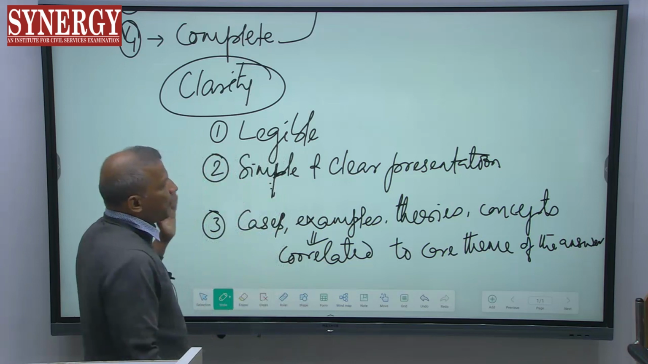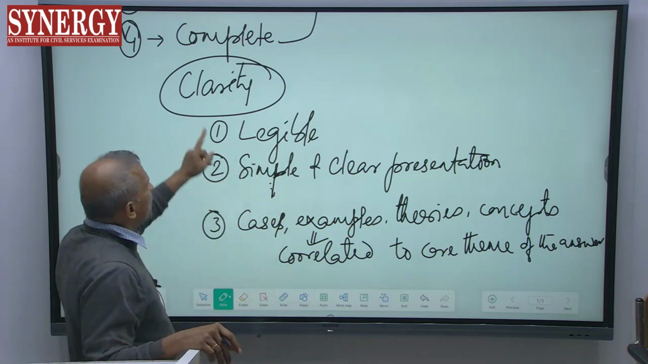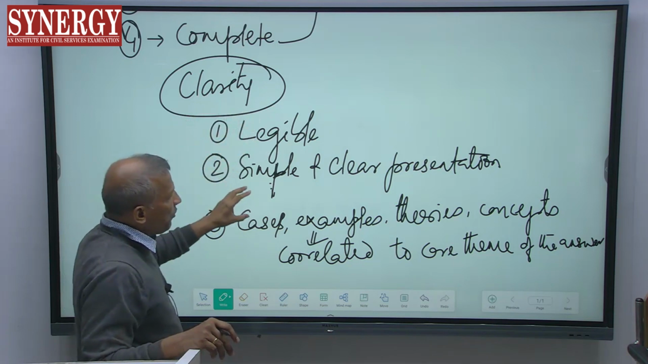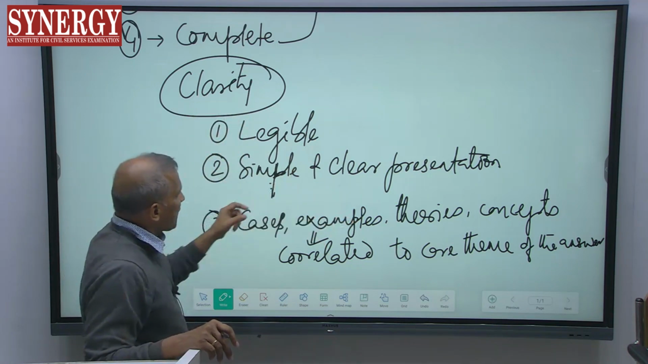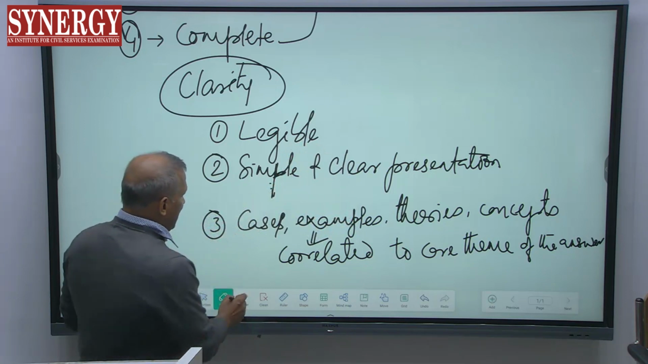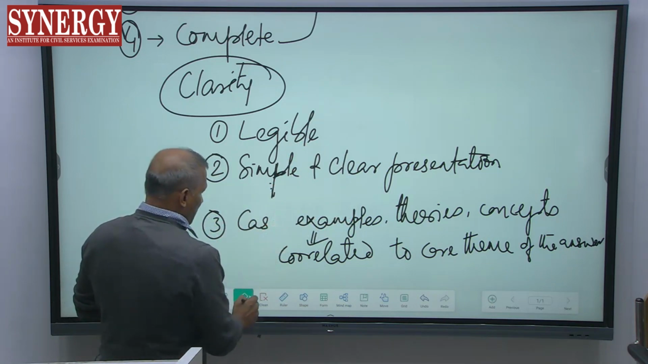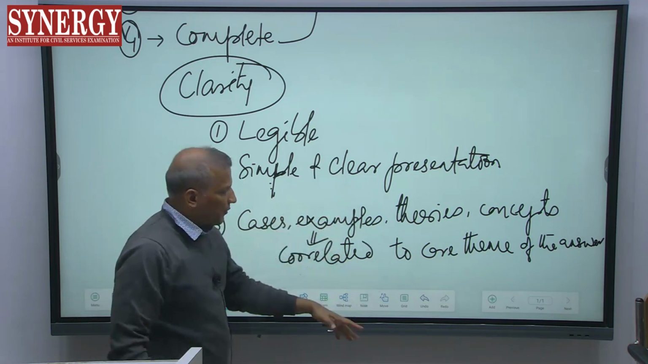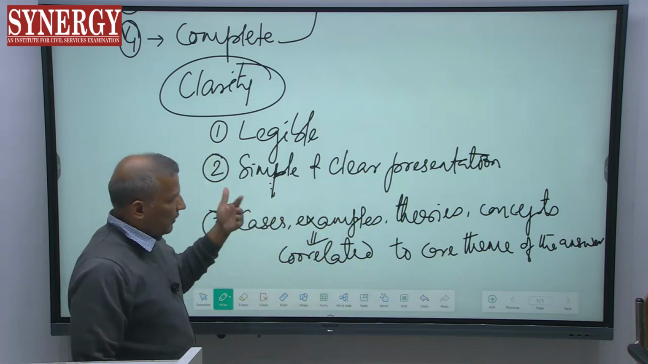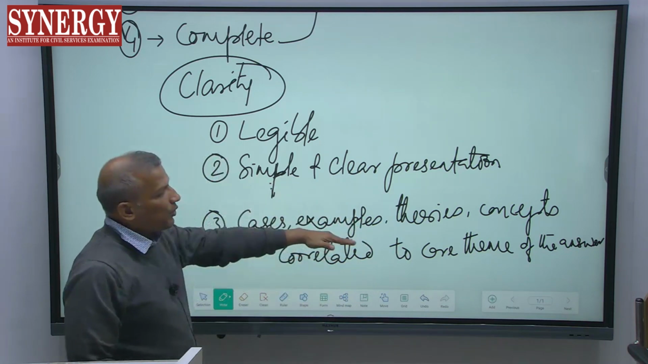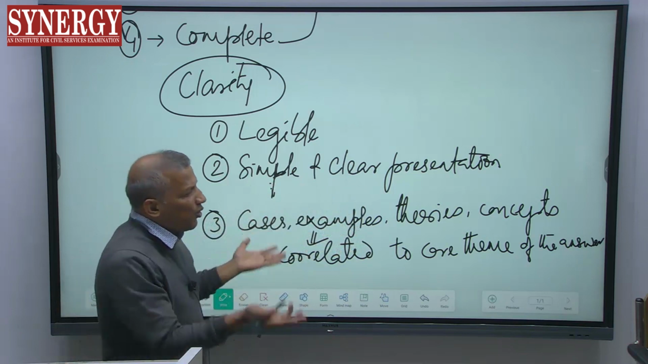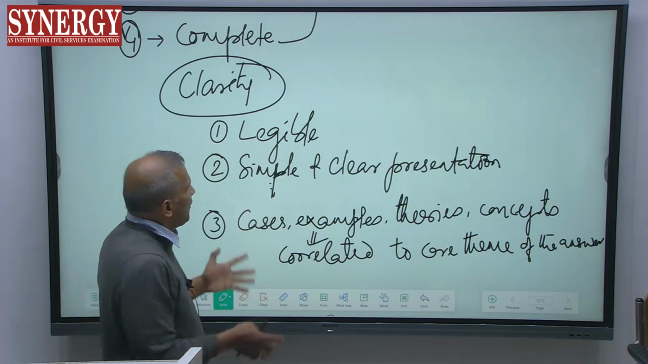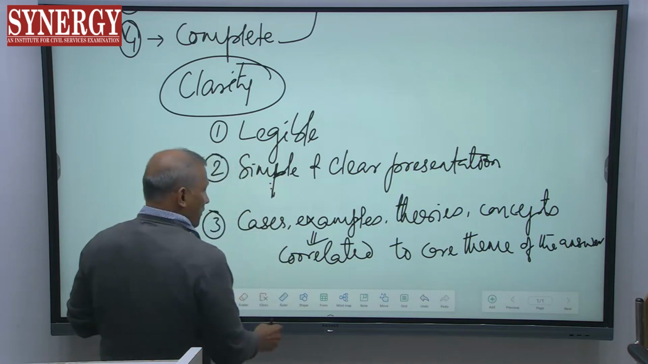So these are the three important things that you have to keep in mind when it comes to clarity. It should be legible, it should be a simple and clear presentation, and at the same time, while dealing with cases, examples, theories and concepts, they should be adequately explained and correlated to the core theme of the answer. Simply do not throw these names or cases randomly. Don't do this.